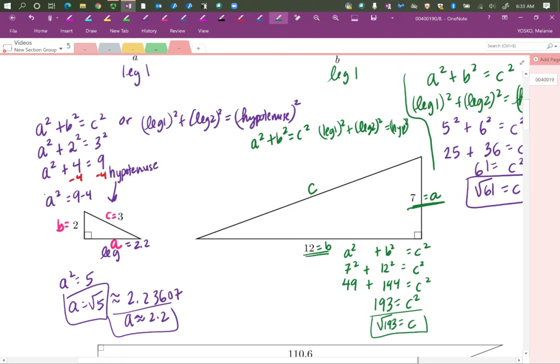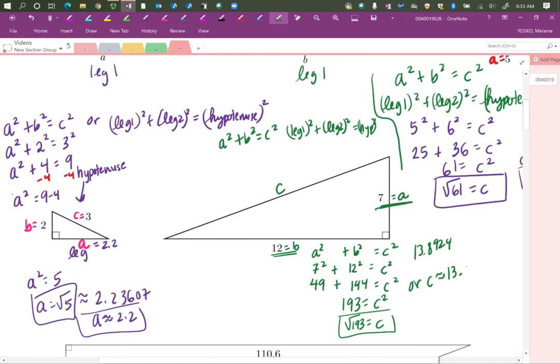And then if you want a decimal approximation, you say c is approximately 13.8924. That's 4 decimal places. I think some people want 1 decimal place, so 13.9. Again, I want to point out the hypotenuse, 13.9, is bigger than the other two sides every time. The hypotenuse is always going to be the biggest side.